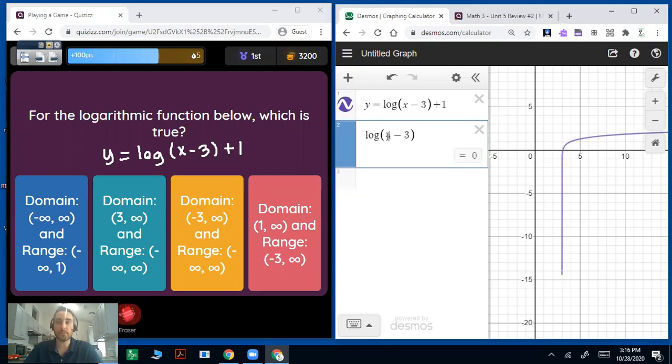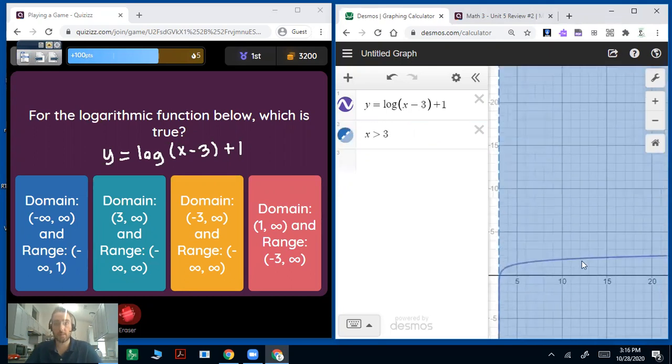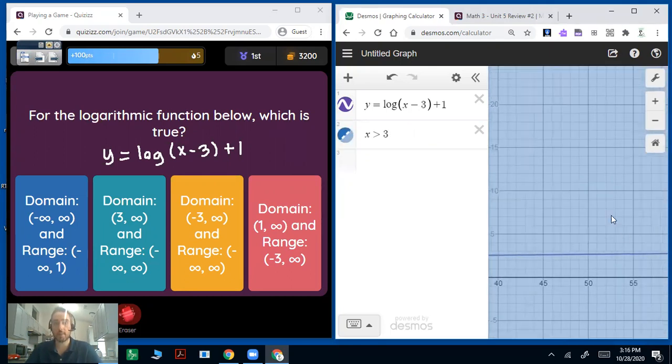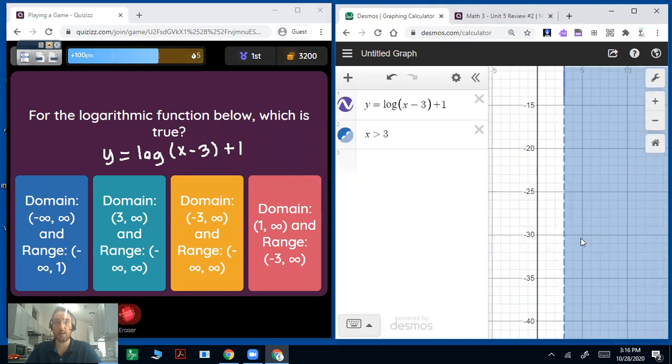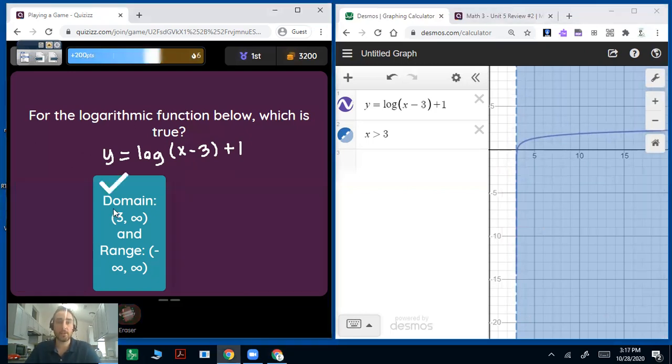The point is that since the asymptote is 3, x is greater than 3, which means your domain is x greater than 3. Now that's represented not here, but here, as 3 to infinity. And then the range will always go up and down forever for logarithms. As you can see, it's going to keep going up, and it'll certainly keep going down. That line would continue to go down and approach that asymptote. So that is going to be your answer.